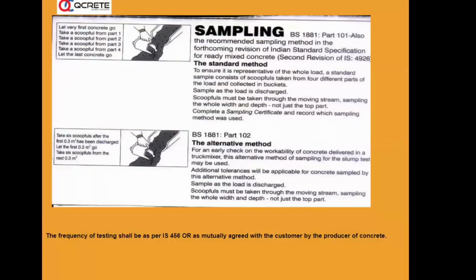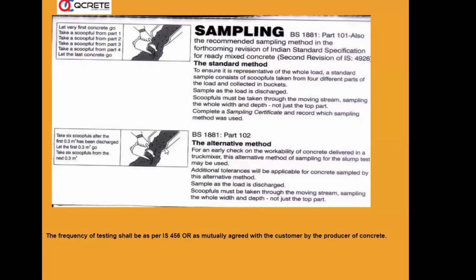BS 1881 has a better way of defining and doing this, where one cubic meter from the concrete truck is left or dumped onto the pump, and then the scoop moves vertically while the concrete is falling from the chute of the truck. The concrete is collected in 4 or 5 parts from the 6 cubic meters. The first cubic meter is left, the last cubic meter is left, and from the remaining volume the concrete is collected. This is how the sampling has to be done.